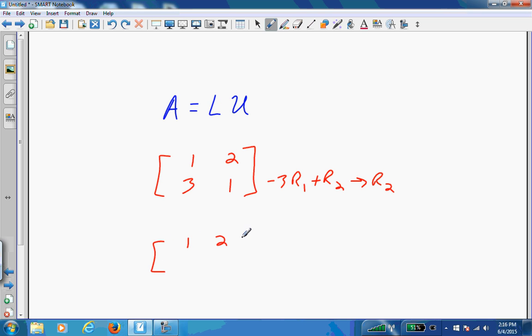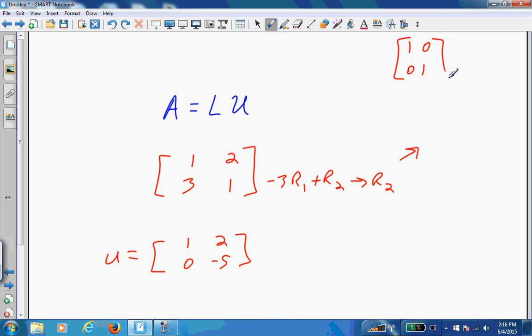So the first row stays the same. If we have a negative 3 plus 3, that gives us 0. Negative 3 times 2, that's negative 6 plus 1, negative 5. So notice that's an upper triangular matrix. You look down the diagonal, everything that's a non-zero is on the upper side. Now let's express this as an elementary row operation.